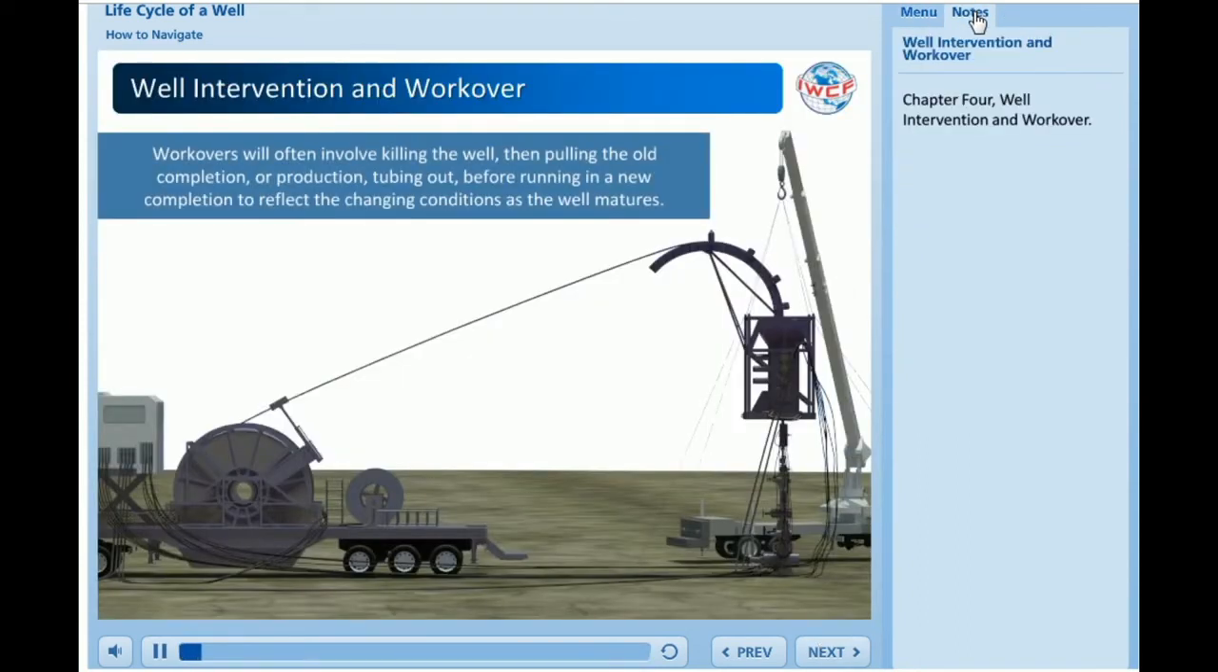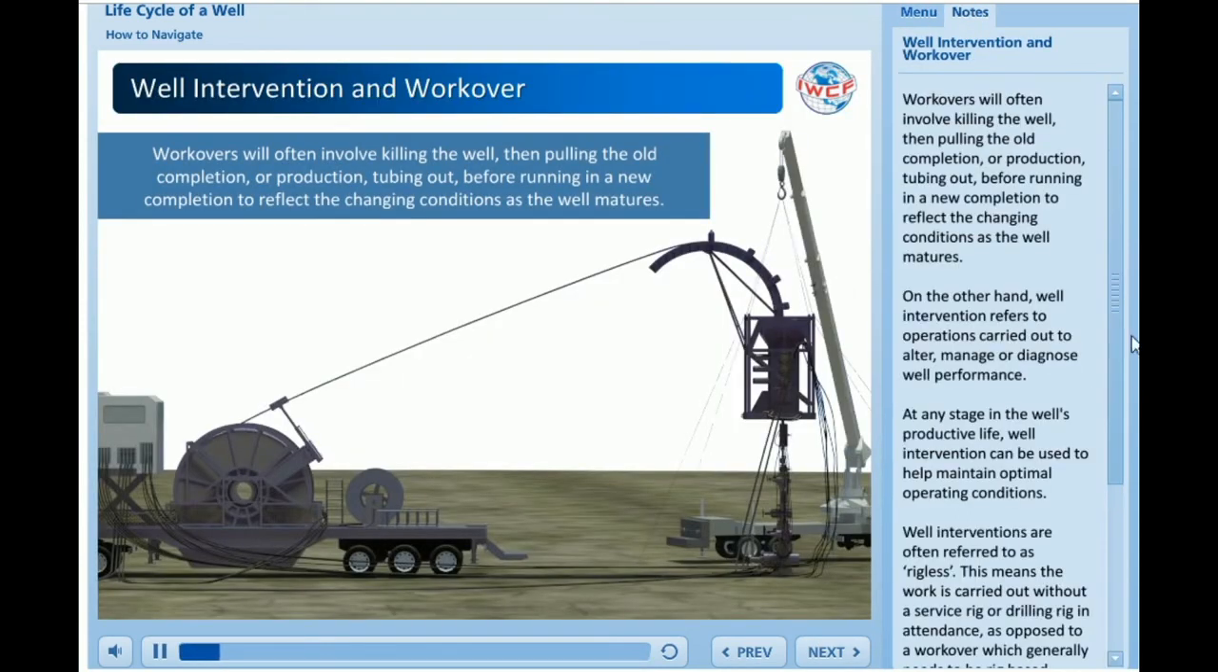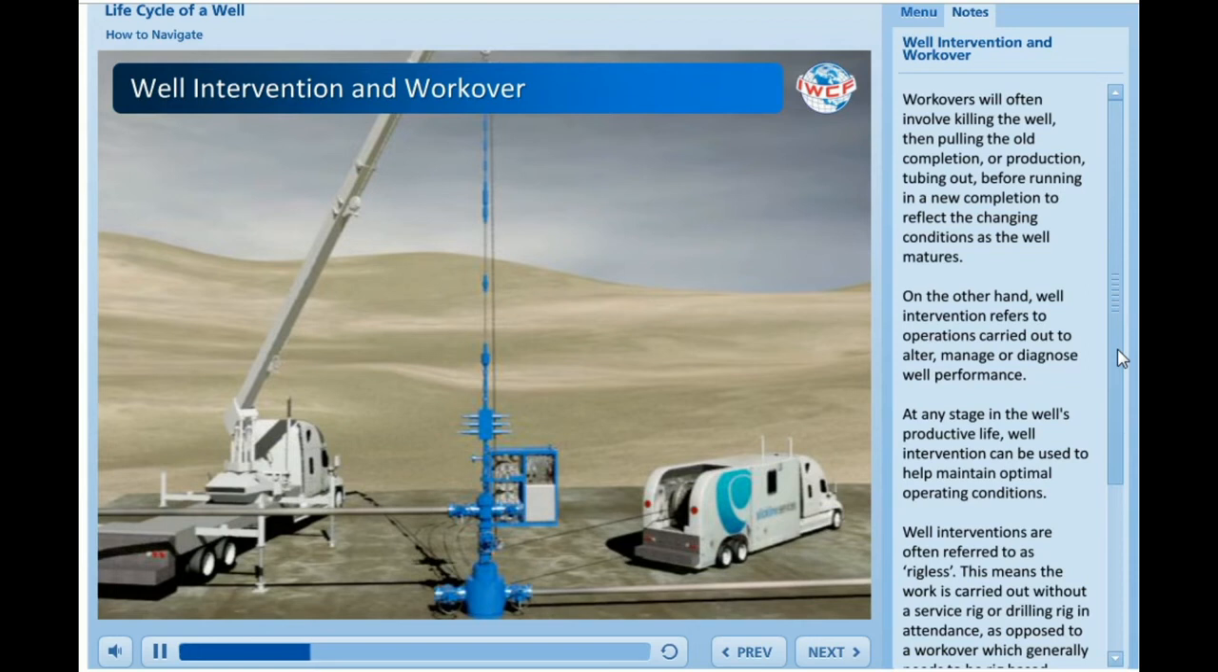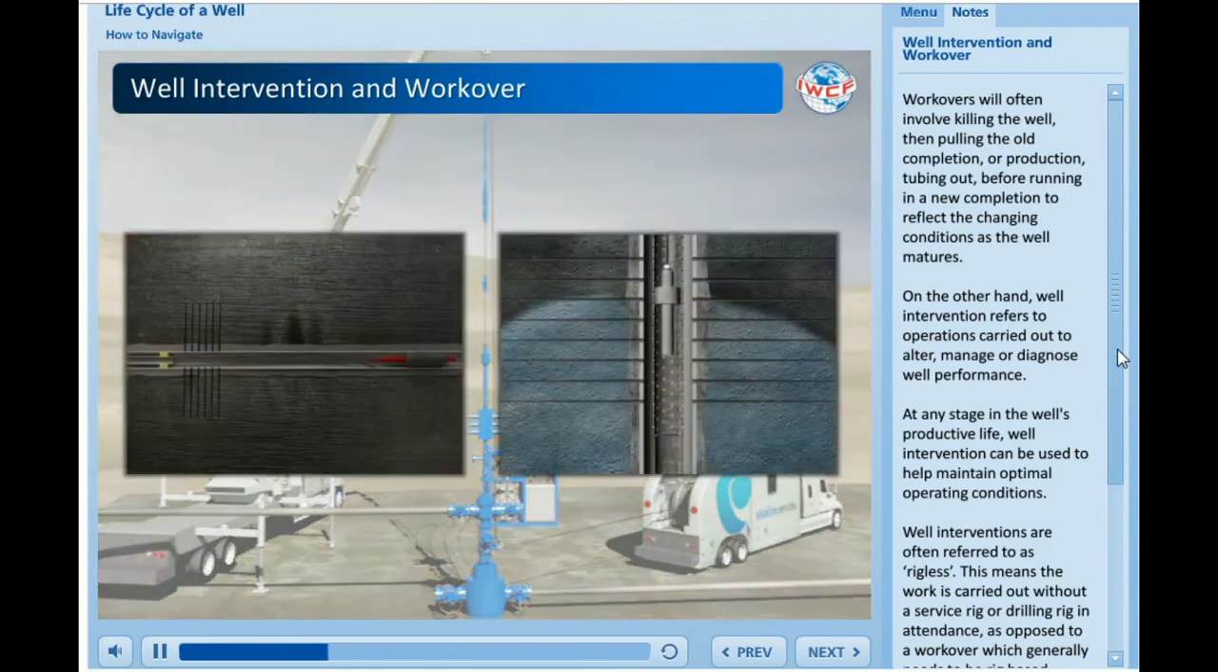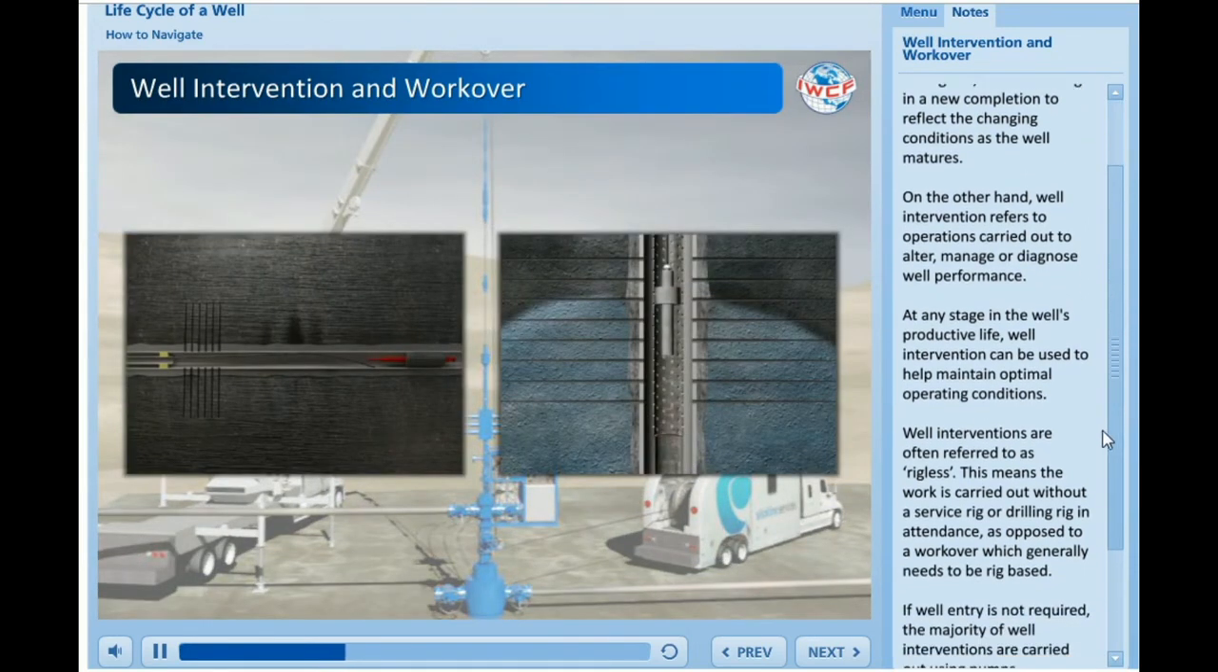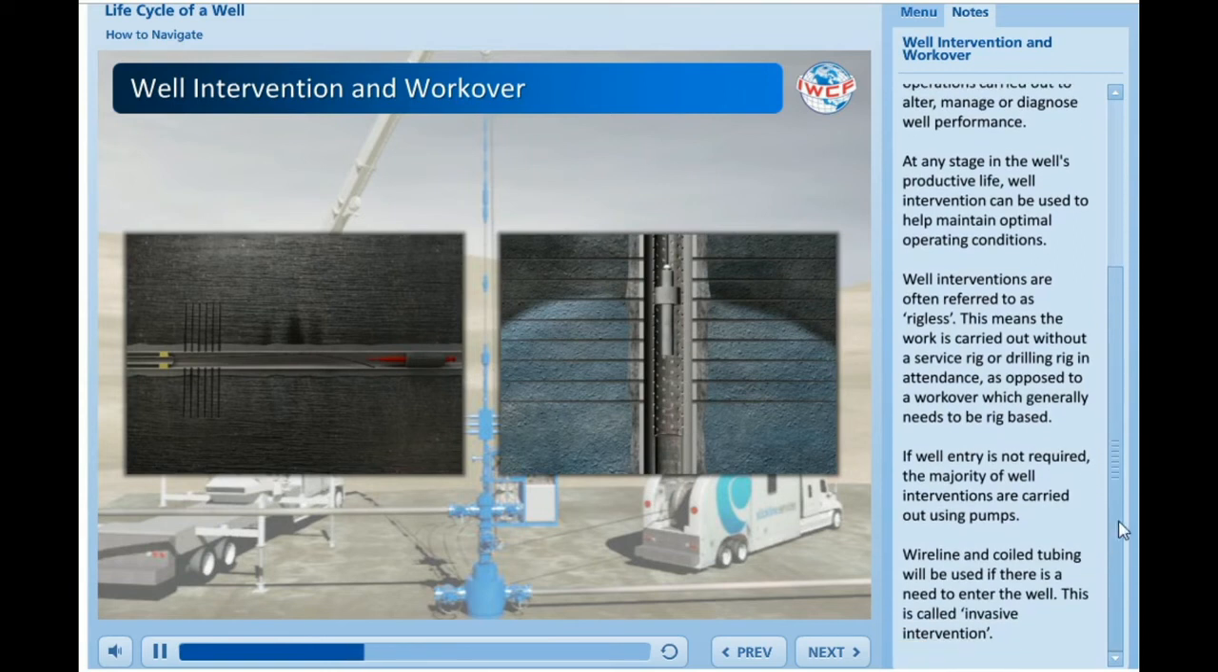Workovers will often involve killing the well, then pulling the old completion or production tubing out, before running in a new completion to reflect the changing conditions as the well matures. On the other hand, well intervention refers to operations carried out to alter, manage, or diagnose well performance. At any stage in the well's productive life, well intervention can be used to help maintain optimal operating conditions.